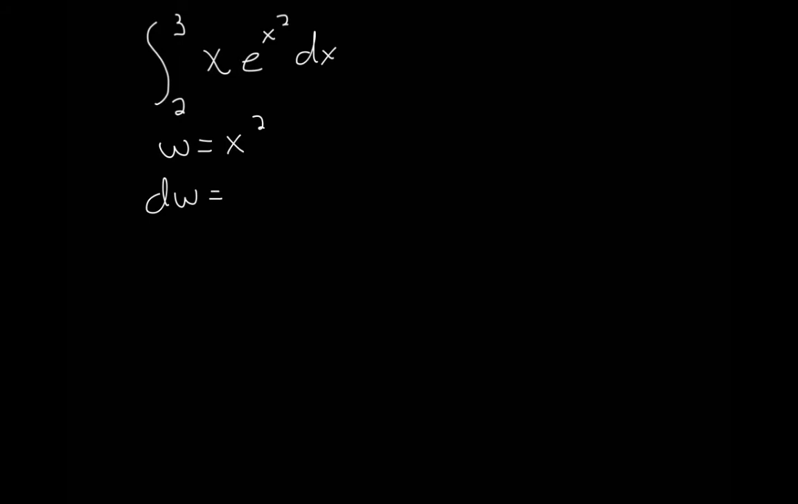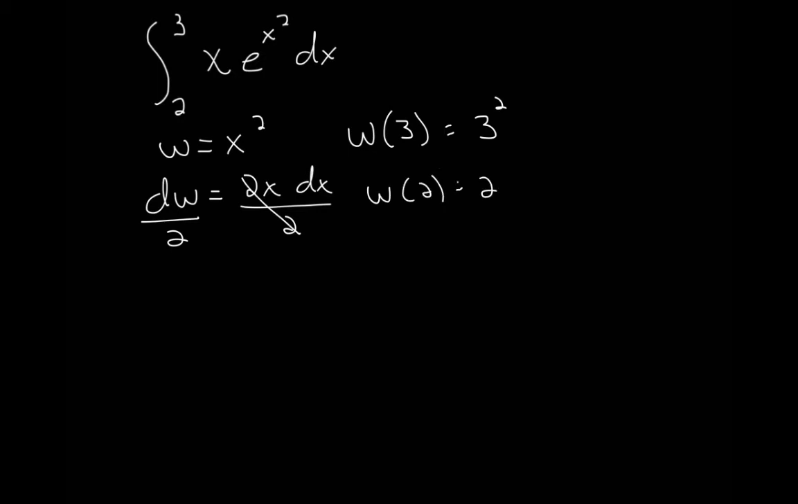dw will equal 2x dx, and since I don't have a 2 in my original integrand, I have to divide both sides by 2, and that covers everything. So because I'm using substitution, and I'm switching from a variable of x to a variable of w, I need to rewrite my limits in terms of the new variable. So w of 3 equals 3 squared, and w of 2 equals 2 squared.